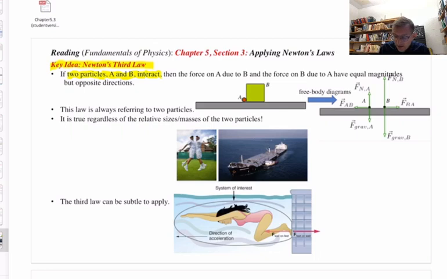Here's what the third law says. The force on A due to B, force on particle A due to particle B, and the force on B due to A, the force on particle B due to particle A, have equal magnitudes but opposite directions. That's how we're going to state the third law. It says in very succinct physics words what we mean.